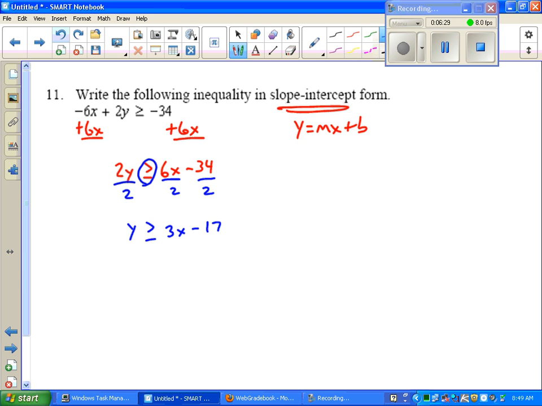Greater than or equal. So y is greater than or equal to 3x minus 17 is slope-intercept form, because that shows you mx plus b. So if you needed to identify the b, you would say negative 17. You identify the m, you would say 3.